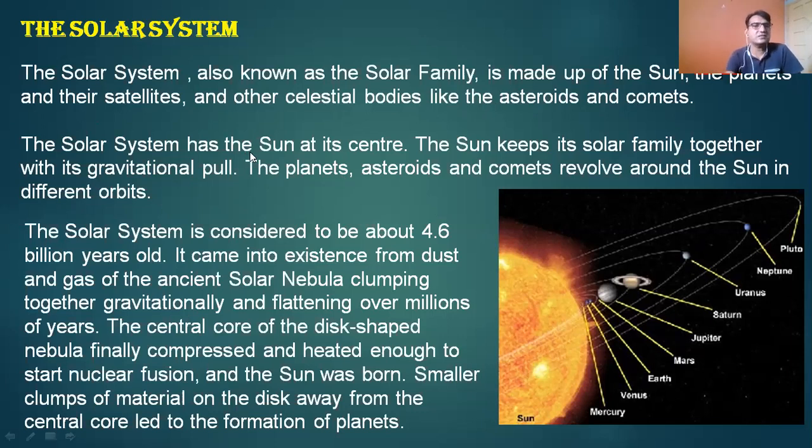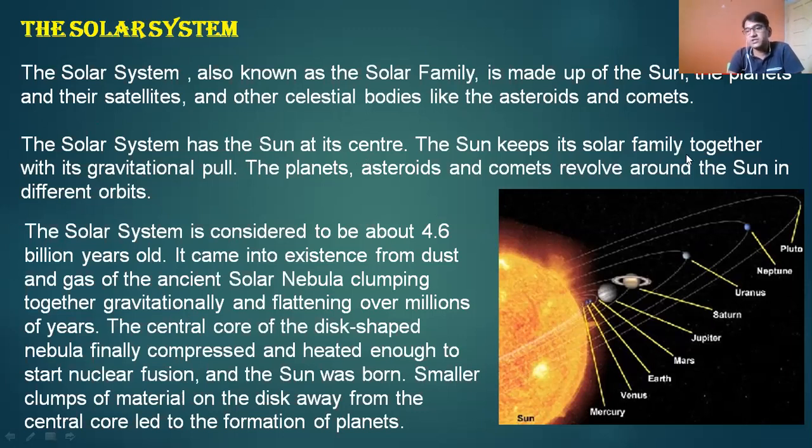So the solar system, also known as the solar family, is made of the sun and its satellites and the celestial bodies, asteroids or comets. If somebody asks you what the solar system is, it is based on the sun, planets, then the rest of the asteroids, comets, and meteorites, and also the satellites. They all combined together make the solar system. The sun is at the center, the key object in the solar system.